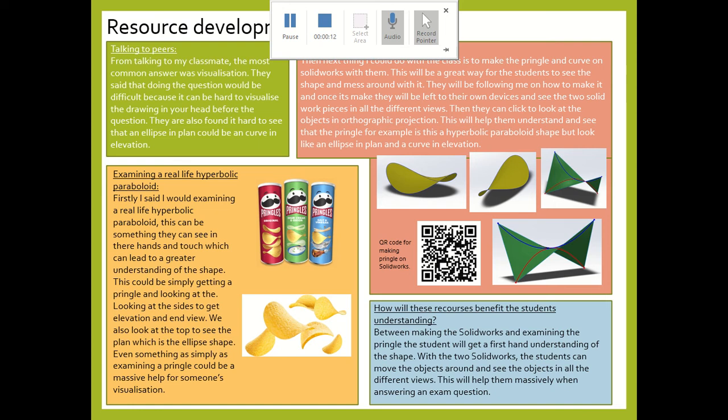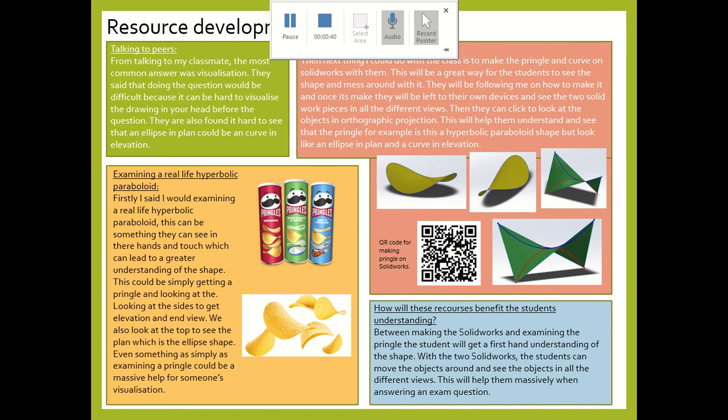Yeah, so visualization is a common problem with the hyperbolic paraboloid. One way I've tried to fix this is, firstly, we examine a Pringle. A Pringle is a very common everyday hyperbolic paraboloid shape. It's a great way to look and understand the shape an awful lot better. If students can physically see it in front of them and physically touch it, it helps them cement the knowledge into their heads.